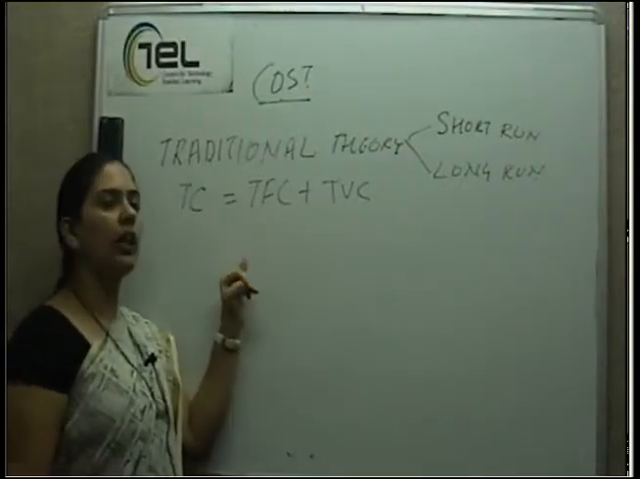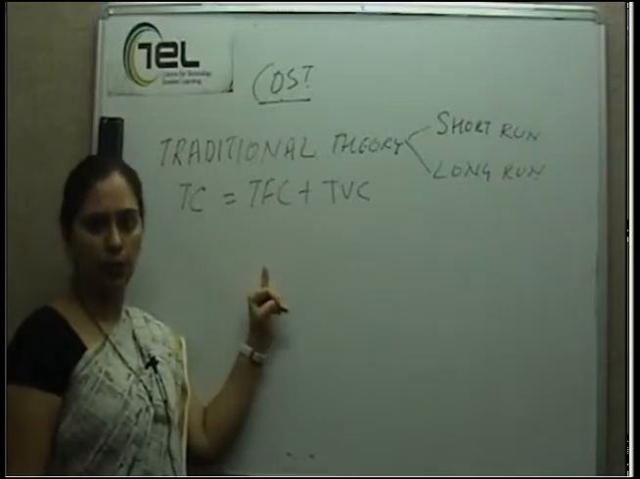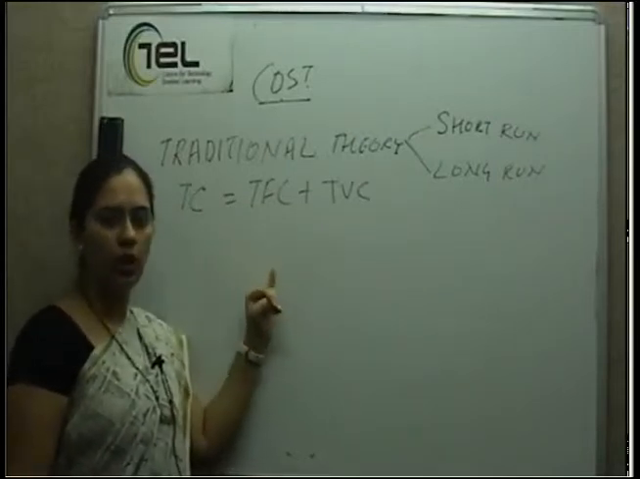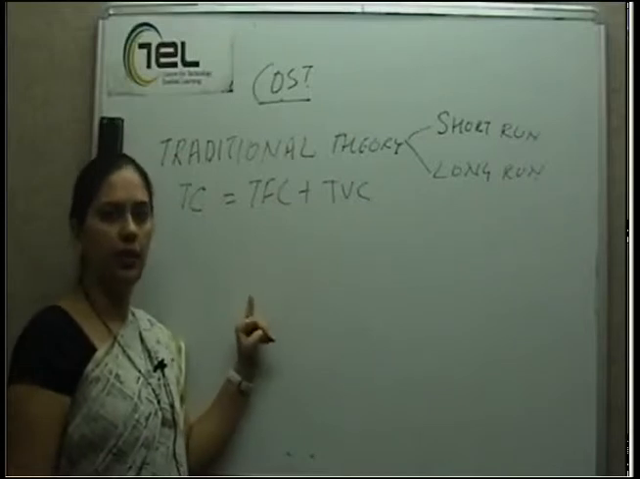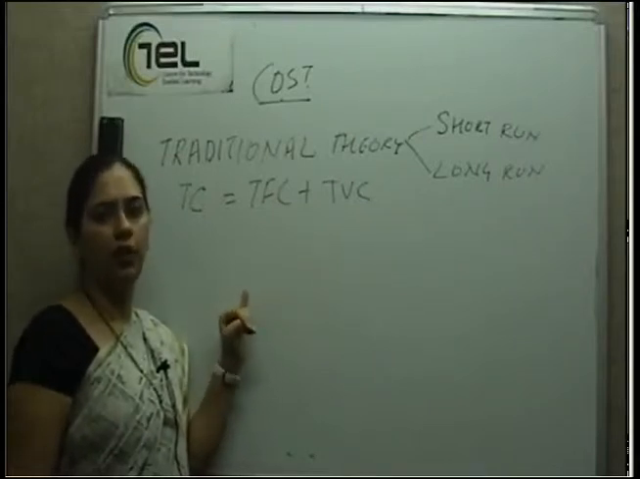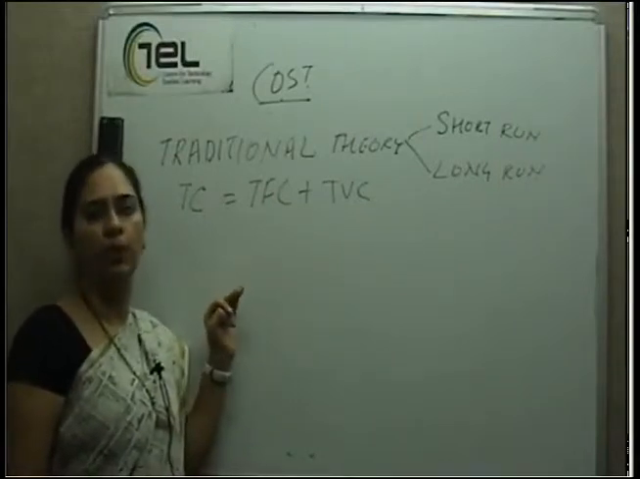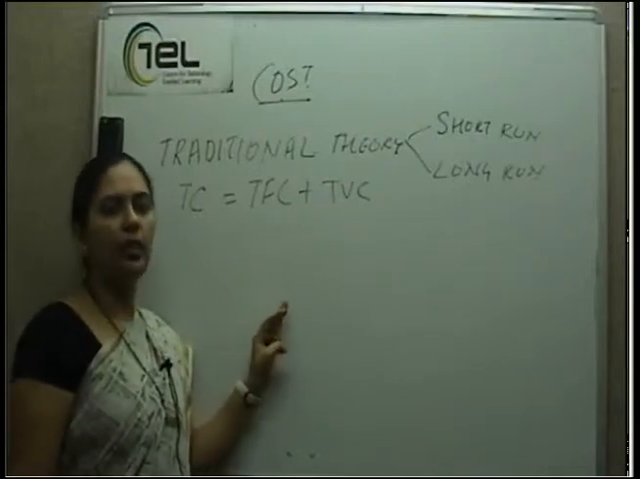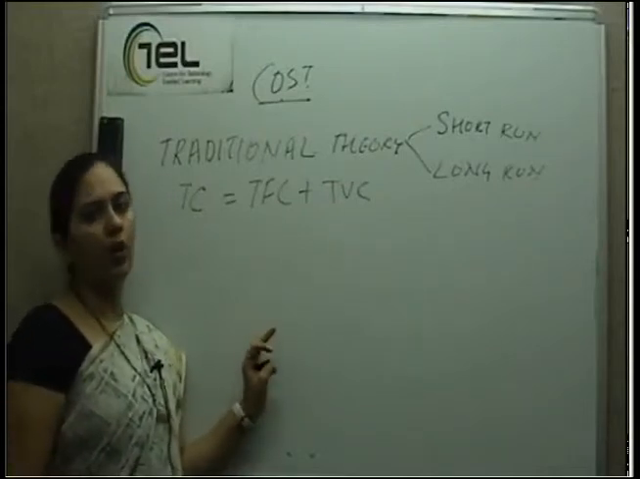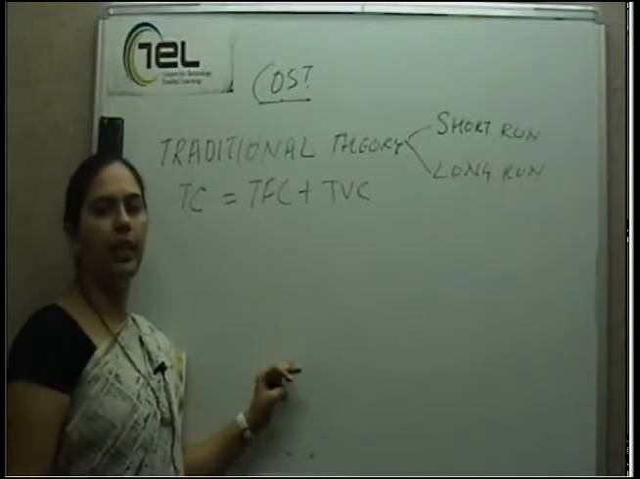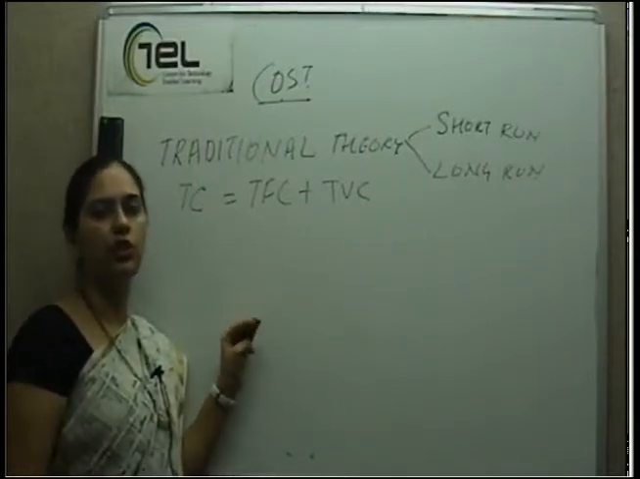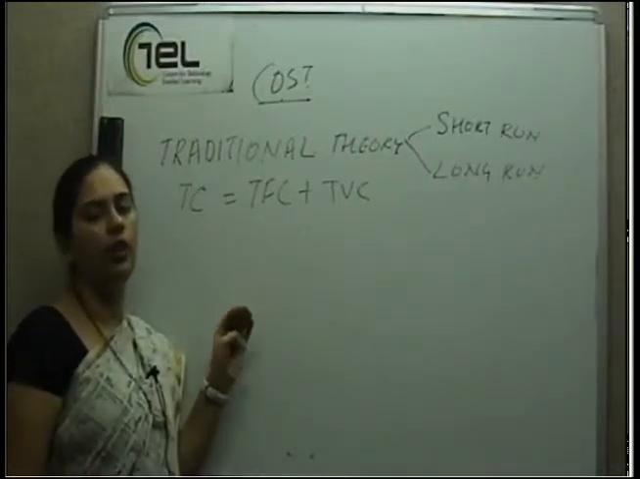As we all are aware of the concept of total fixed cost, it is the total cost which we need to incur for a particular level of output irrespective of the production. That means whether my output is 0 or my output is 10, still there is a certain level of money which we are incurring or we are spending.